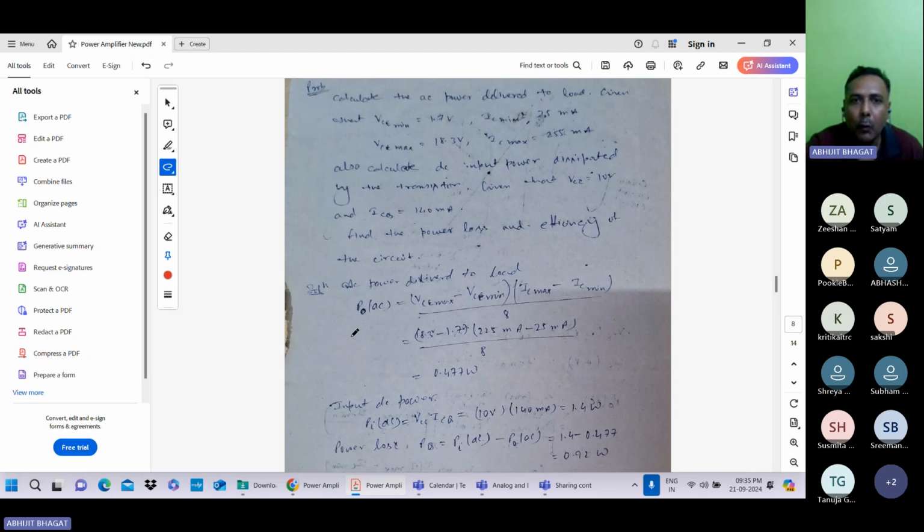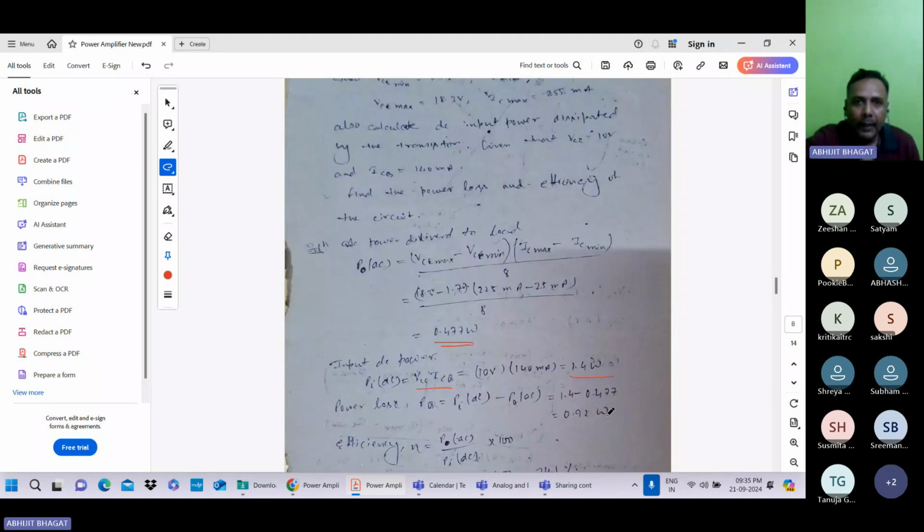So first, output AC power, you have the formula (VC max minus VC min) into (IC max minus IC min) by 8. You are putting the values that are given. You are getting output AC power, this value. Next, input DC is what? You are using the formula VCC into ICQ. You are getting input DC power. So after getting input power and output power, then you can find the power loss.